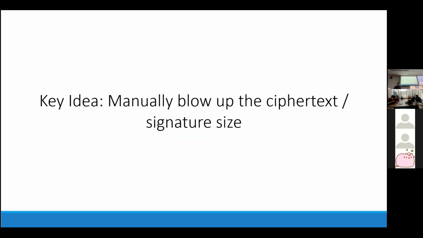The key idea under our construction is that we want to manually blow up the ciphertext. You might have a small message, and the idea is that we want to blow up that small message to a huge ciphertext that exceeds the adversary's capability to store, so that the adversary cannot store the entire ciphertext. The adversary might be able to store a portion of it, but even if the adversary has a portion of the ciphertext, it is equivalent to not storing it.